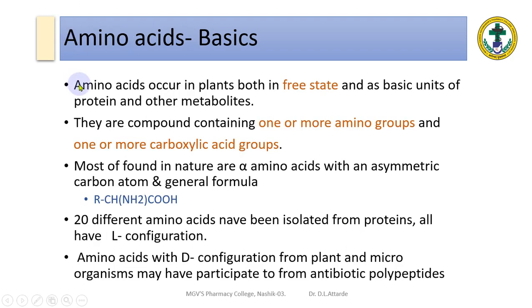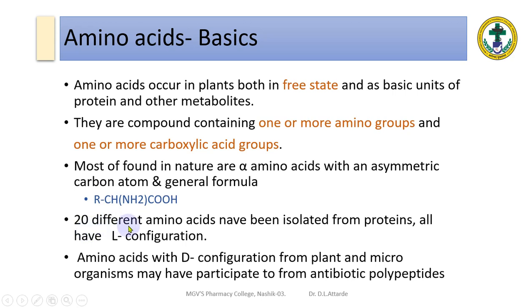Now the basic part. Amino acids occur in plants both in free state and as the basic units of protein and other metabolites. These are compounds containing one or more amino groups and one or more carboxylic groups, and they are found in nature as alpha amino acids with an asymmetric carbon atom and this general formula, in which this carbon has the asymmetric form.